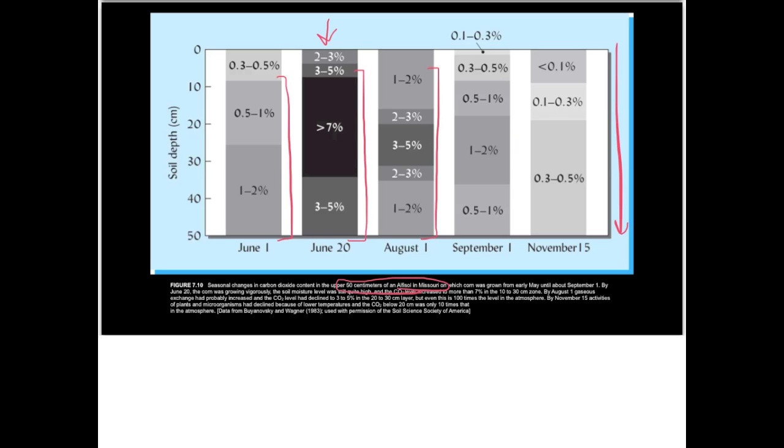So as you'll notice in the description here, this time is really when corn is growing gangbusters. Okay, so what we have is corn roots that are growing down in here, lots and lots of corn roots and high activity, and so these corn roots are actually exhaling carbon dioxide because they're doing lots and lots of respiration. So we have this higher amount of carbon dioxide in the soil.